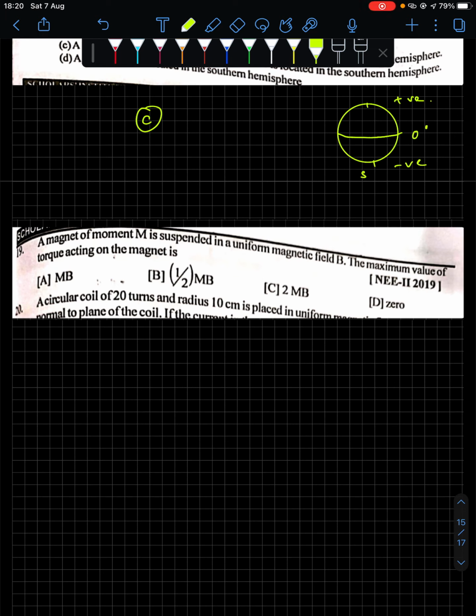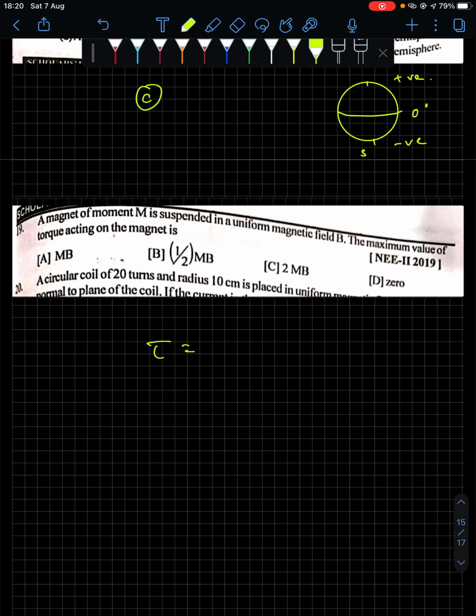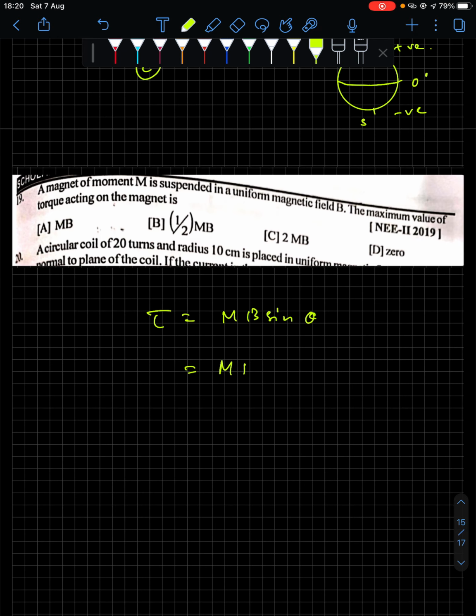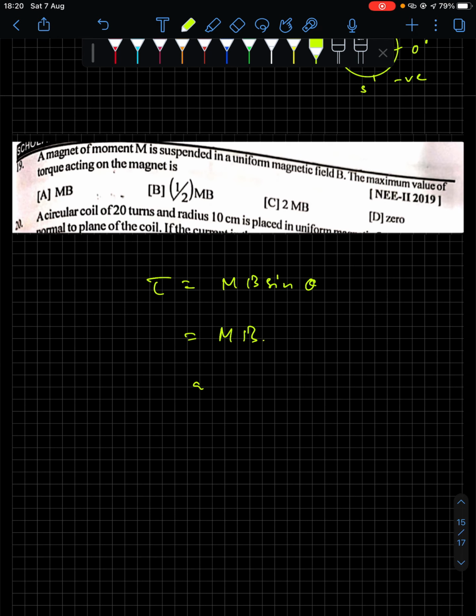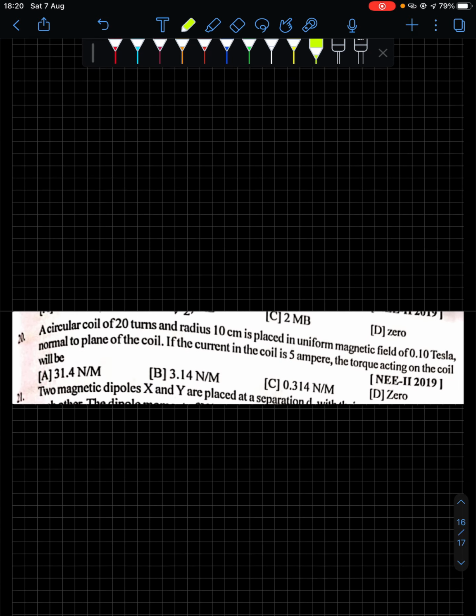Number 19. You have a magnet of moment M and you suspend it in a uniform magnetic field B. The maximum value of torque acting on it is what? Now the maximum value of torque happens when theta is 90. The relation for torque is mB sine theta, and when theta is 90 it becomes mB. So option number A is the answer.